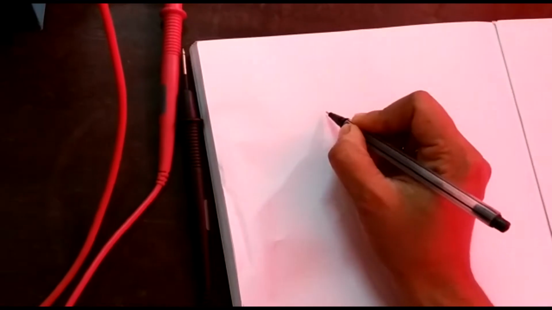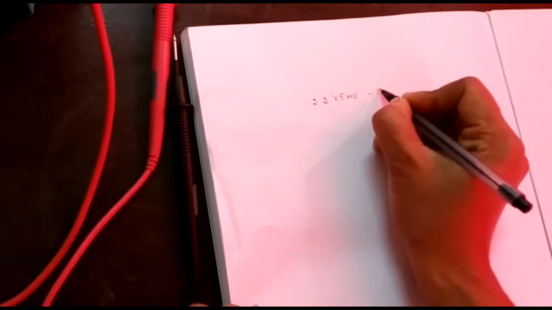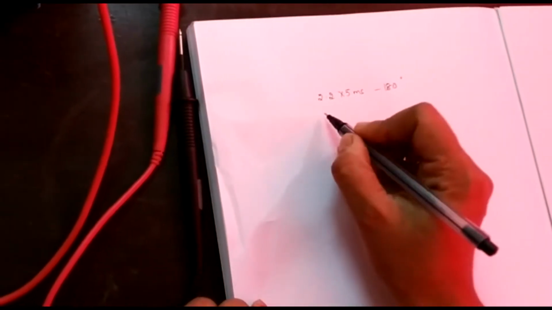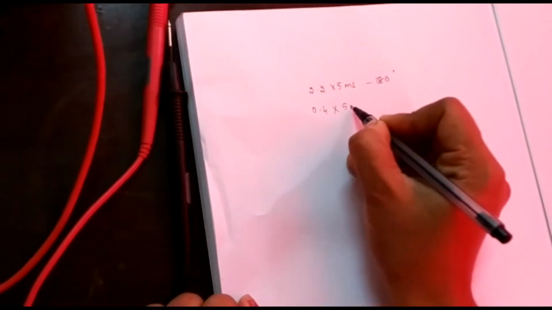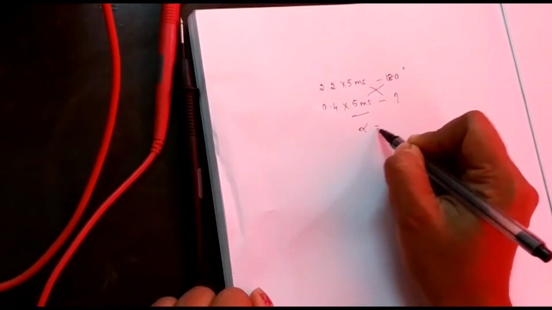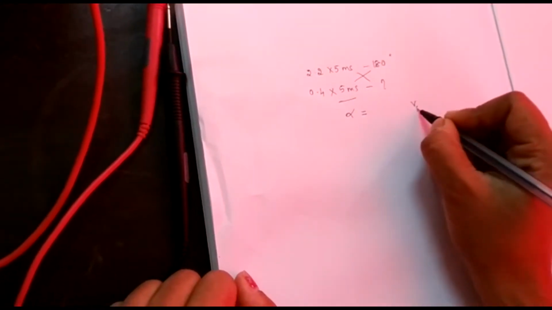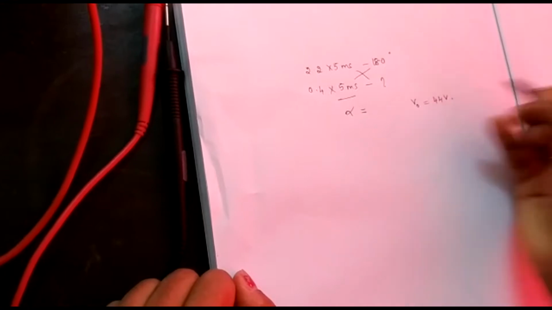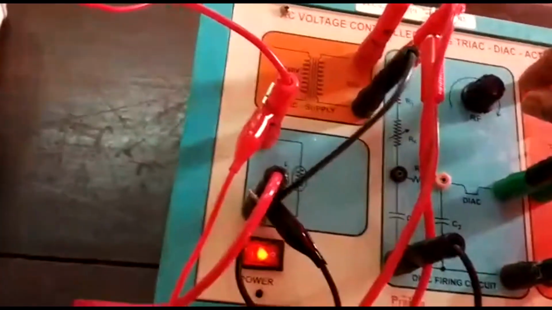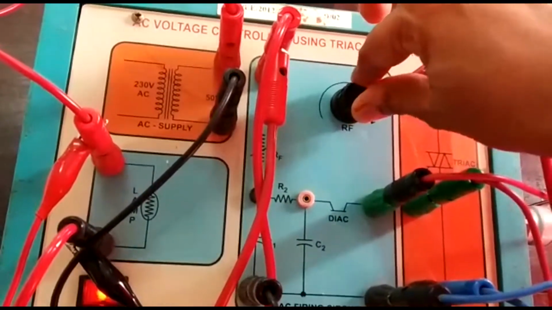We know that for half cycle it is 2.2 into 5 milliseconds, which is nothing but 180 degrees. So, 0.4 into 5 milliseconds is how much? This calculation will give you the firing angle alpha. For this firing angle alpha, we have observed that our output voltage is 44 volts. Now we will vary the firing angle by varying the resistor knob.